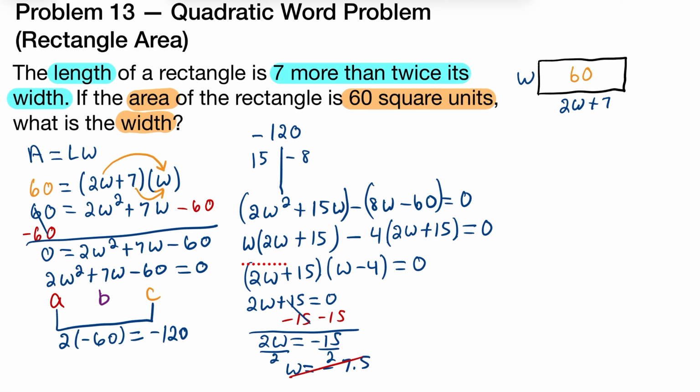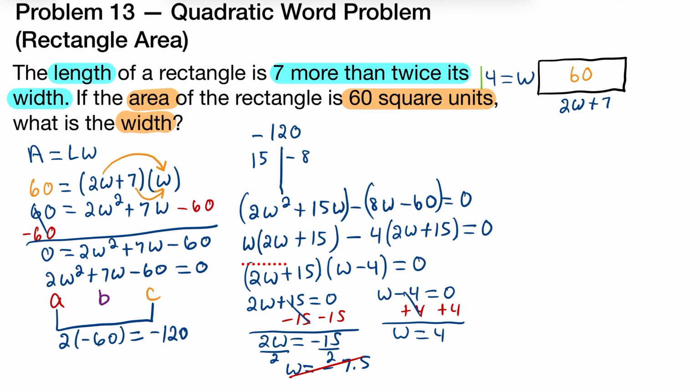Now let's set w minus 4 equal to 0. W minus 4 equals 0. Add 4 to both sides to solve for w. And we see that w equals 4. That is our width. Our width is 4.